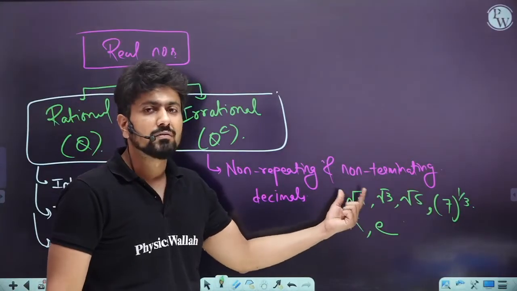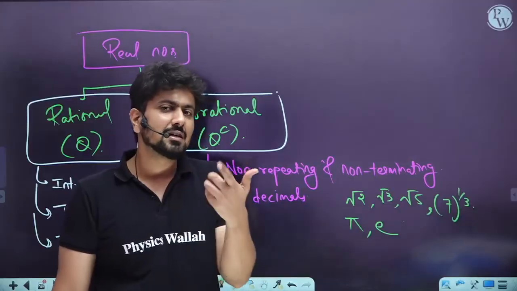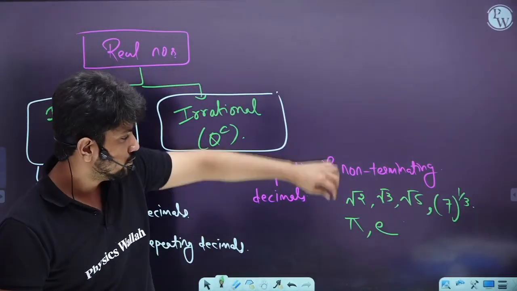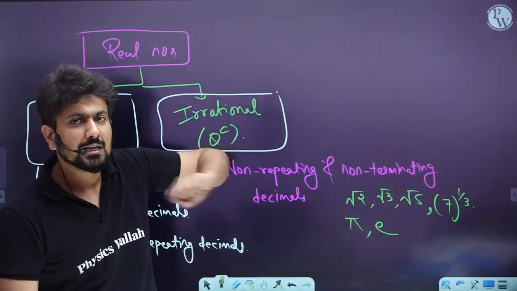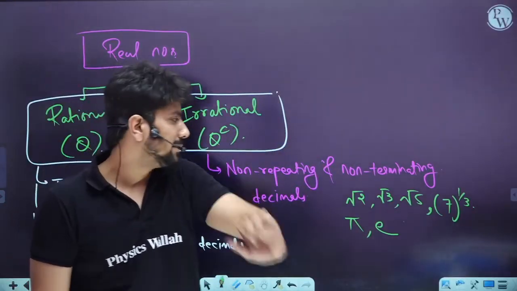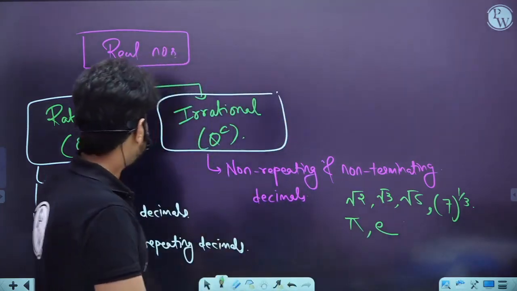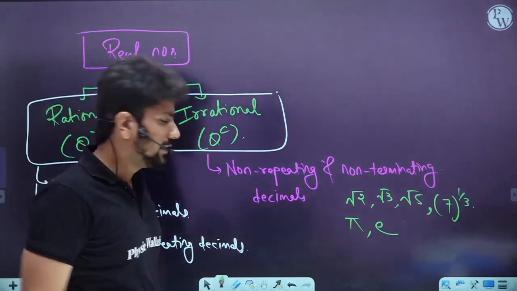Under root of a non-perfect square. See, 2 is not a perfect square. So that is why its under root is an irrational number. If you talk about the value of root 2, it will be 1.41 something and so on. It will be a non-repeating and non-terminating decimal. Same goes for root 3, same goes for root 5 and so on. So these are real numbers.